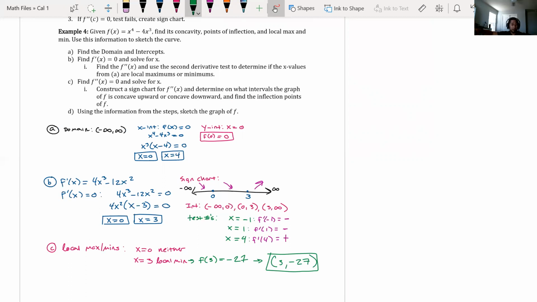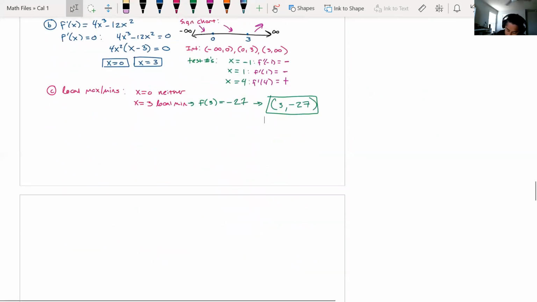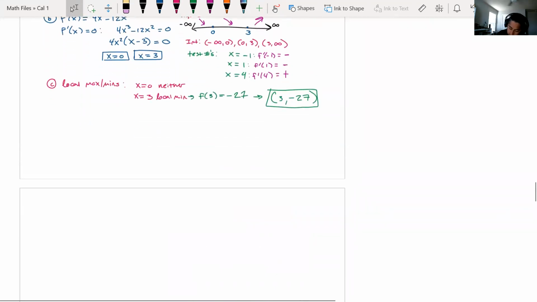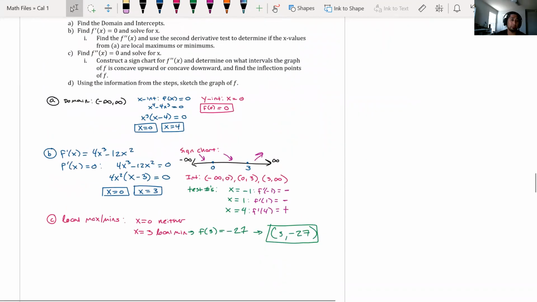Now we go to the next part where we need the second derivative. Okay. Did I make this 2 pages? I sure did. Okay. All right. Everybody good so far? Okay. Doing good. All right.